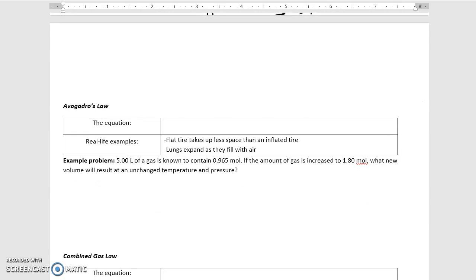All right, the next one, Avogadro's law. Avogadro's law relates volume and the amount in moles, like we talked about a little bit earlier. So you've got V1 N2 equals V2 N1.